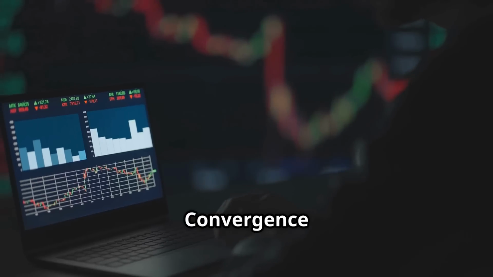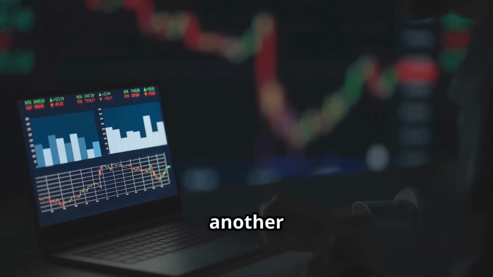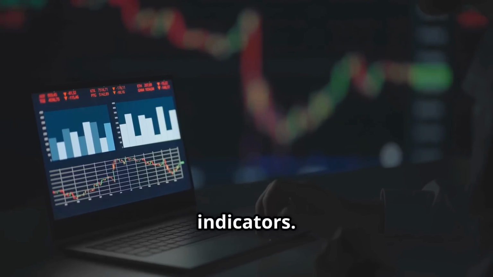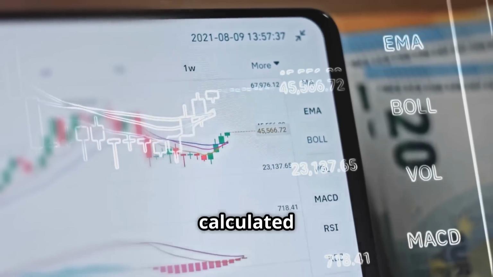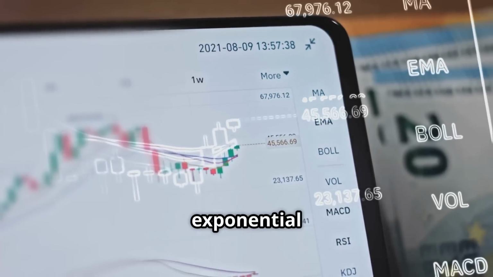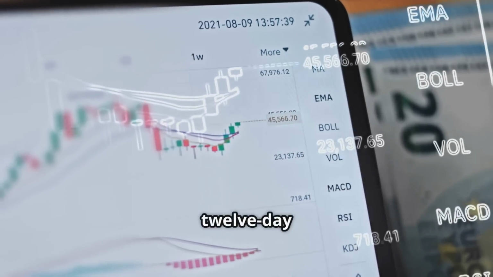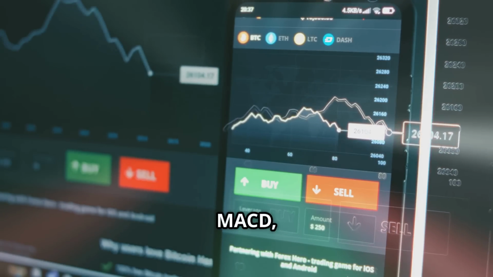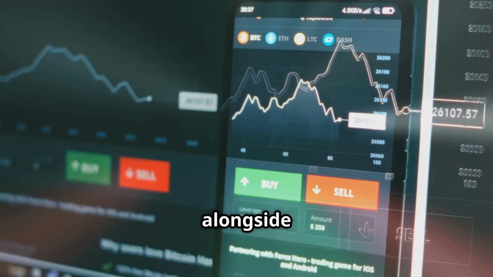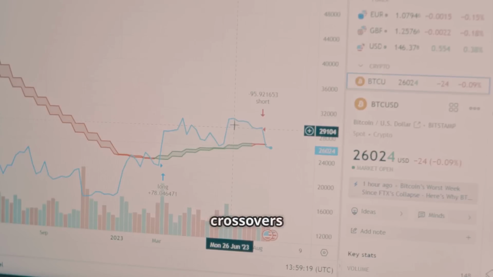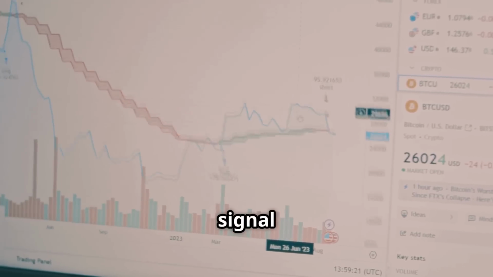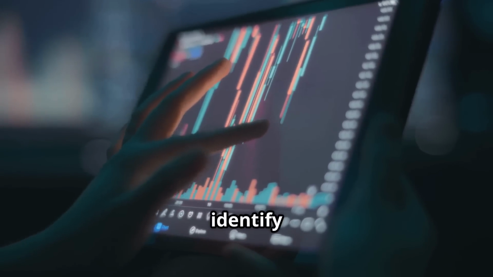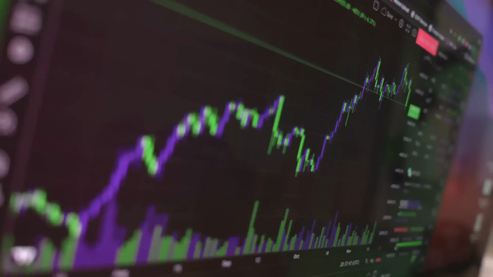The Moving Average Convergence Divergence, or MACD, is another versatile indicator that combines elements of both trend-following and momentum indicators. The MACD is calculated by subtracting the 26-day exponential moving average, or EMA, from the 12-day EMA. A signal line, typically a 9-day EMA of the MACD, is often plotted alongside the MACD line. Traders look for crossovers of the MACD line and the signal line, as well as divergences between the MACD and price, to identify potential trading opportunities.